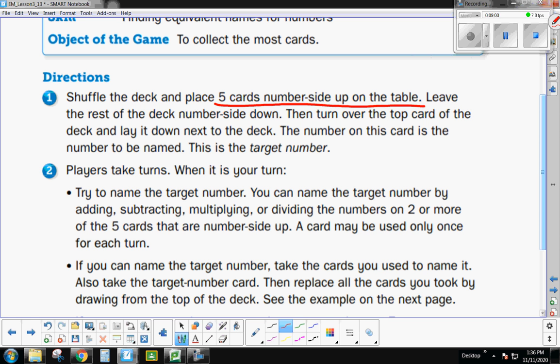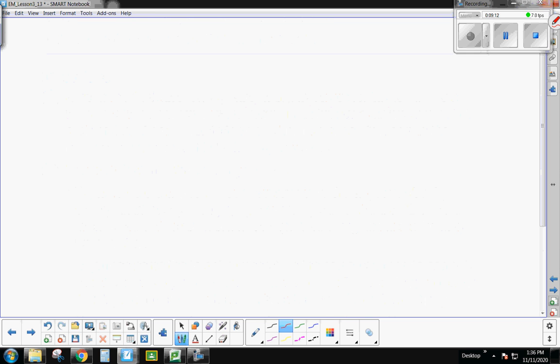Okay, and so players are going to take turns, and when it's your turn, you're going to try to name that target number by using the numbers that are in your hand. So let's just look at, I'm going to show you on another sheet here. Let's say I've got my cards here, 0 through 20. I've got 4 of each of 1 through 10 and 1 of each of 11 through 20. I've got them all shuffled up, and I'm going to lay out 5 cards face up.